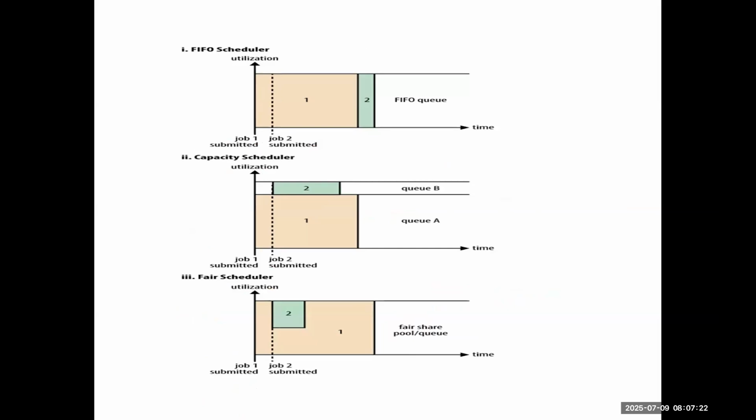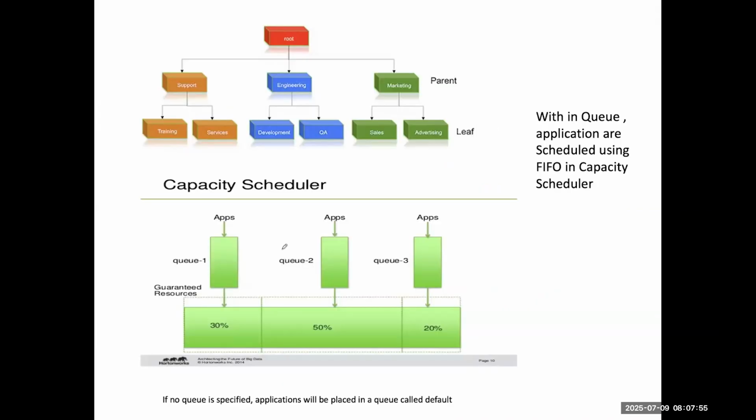See, this is the pictorial representation. In the FIFO, when a job is submitted, all the resources will be given to that job, and then to the second and third, like that. And in the capacity scheduler, we keep one queue for the small jobs. And in the fair scheduler, as soon as your job is submitted, the resources will be divided fairly. Now the capacity, this is one important thing.